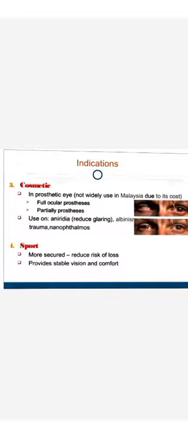The next indication is cosmetic. In prosthetic lenses, full ocular prosthetic and partial prosthetic lenses are available. They are used for aniridia, albinism, trauma, and nanophthalmic eyes. They are more secure, reduce the risk of loss, and provide stable vision and comfort.